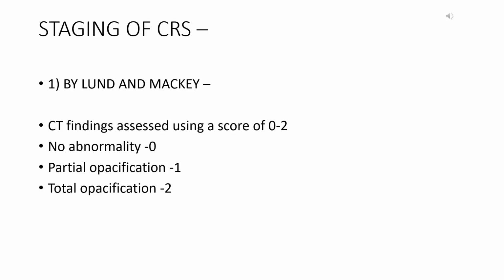So coming to the staging of chronic rhinosinusitis, there are multiple stagings present today in the textbooks, but there are a few important stagings which I have mentioned here. First one is Mackay staging. It is based on findings of CT-PNS. So score is allotted from 0 to 2. If there is no abnormality in the CT scan, the score given is 0. If there is partial opacification of the sinuses, the score is 1. And if there is total opacification of the sinuses, the score is 2.